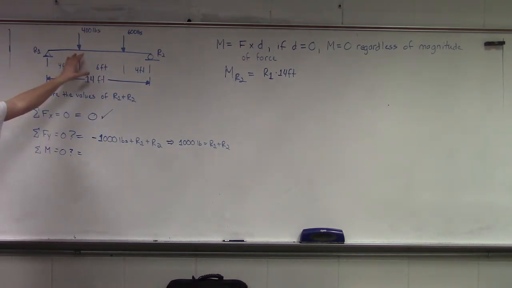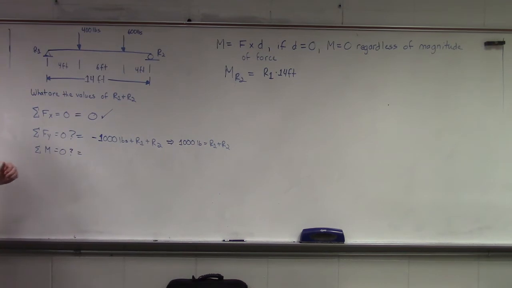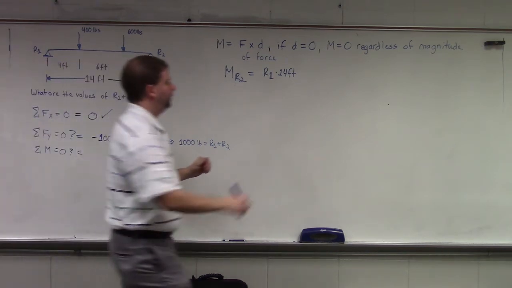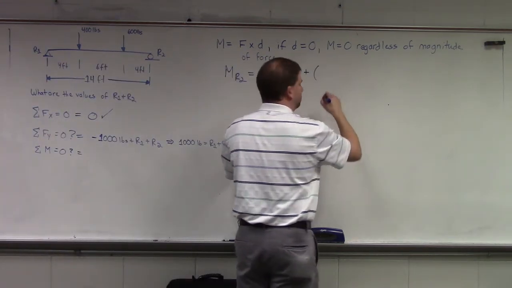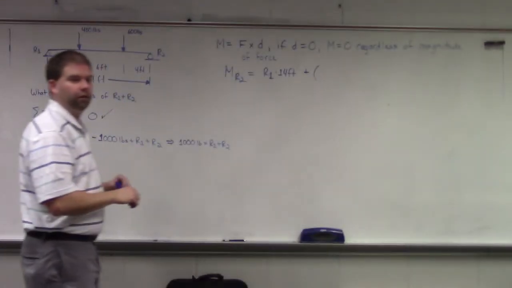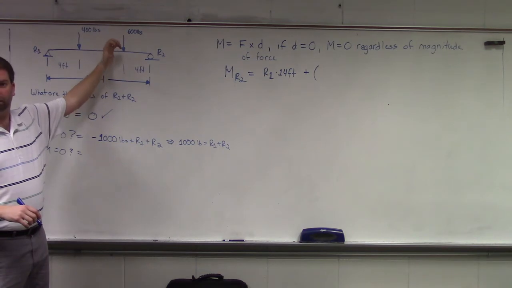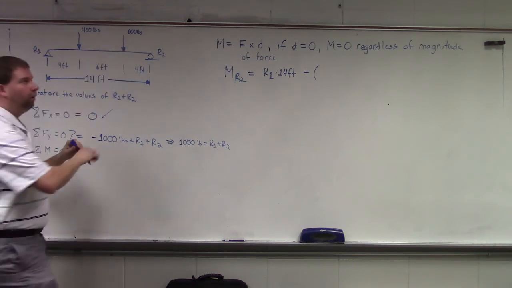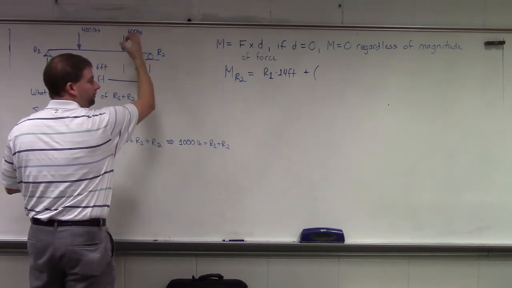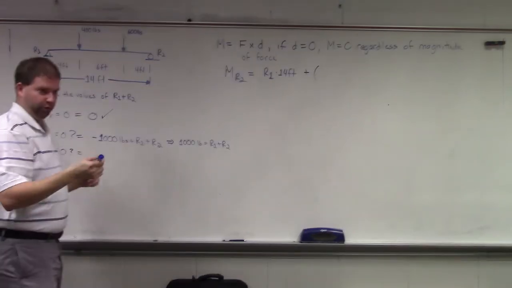How about this guy? Our 400-pound force. 400 times 10. What's the magnitude of 400? What happens if we grab onto the bridge like this? Are we going to rotate like this, or are we going to rotate like this? From R2, it's going to be negative.